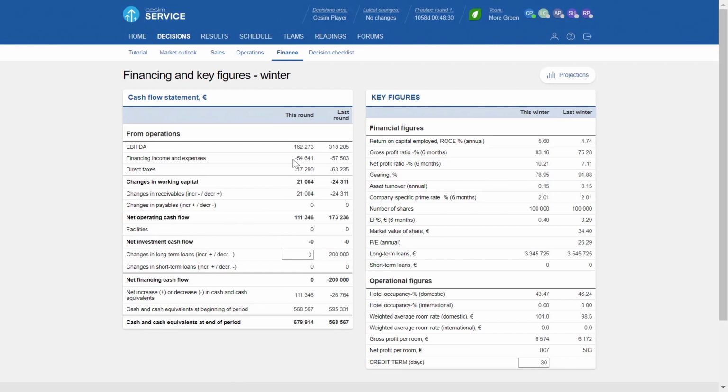So here we can see the cash flow, where the money is coming, where it's going. And then if we need, we can increase loans, or we can pay off existing loans. Here we can see the amount of long-term loans that we have in the business at the moment. So if we start generating cash surplus, we should consider paying off the loans.